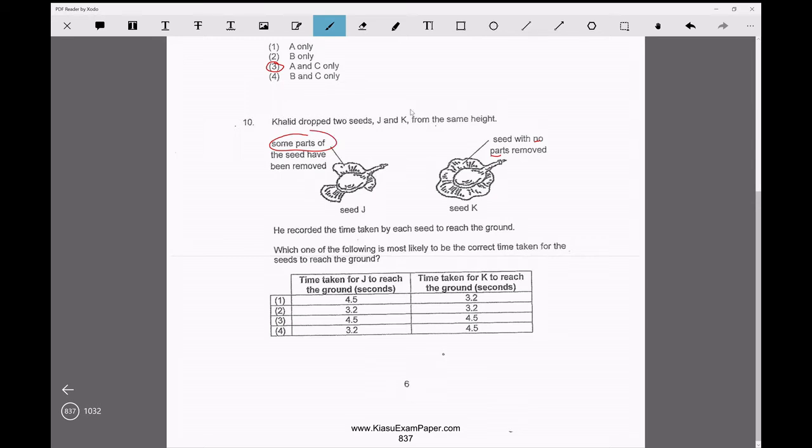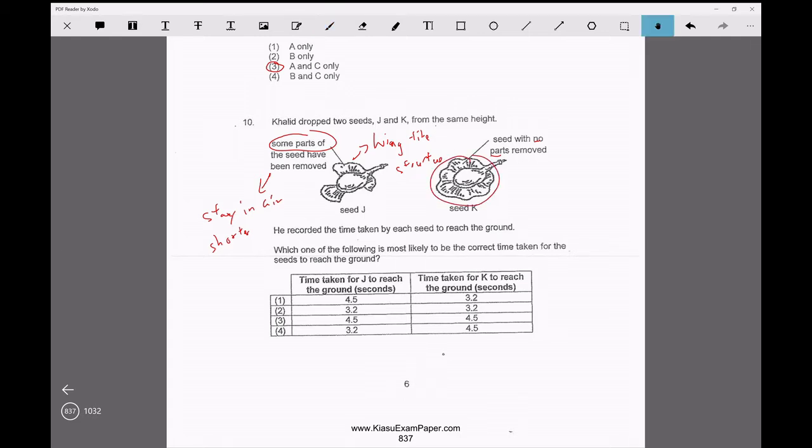This is actually the wing-like structure. That means it looks like wings, which allows it to be kept afloat on air. So if you remove some of it, they will have less wing-like structure, so they will stay in the air for a shorter time. When you have more wing-like structure like the fully intact one here, you can stay in the air for a longer period of time. That means it'll take a longer time to reach the ground as compared to J. Okay, so it's number 4.